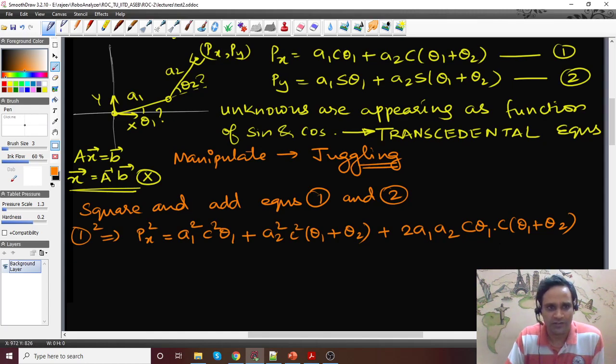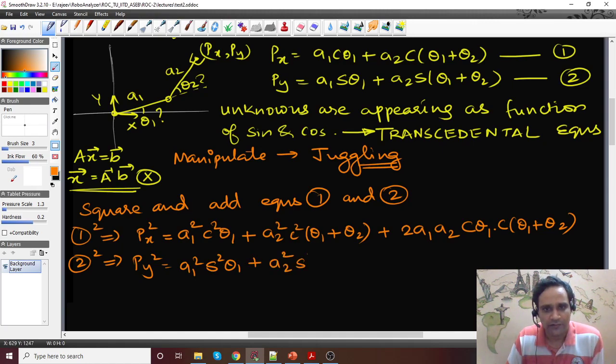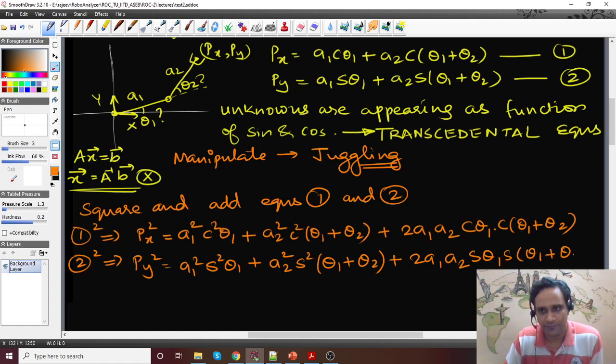Okay, so this is equation 1. Similarly, the second equation we will write: py square is equal to a1 square sine square theta 1 plus a2 square sine square of theta 1 plus theta 2 plus 2 a1 a2 sine theta 1 into sine of theta 1 plus theta 2.